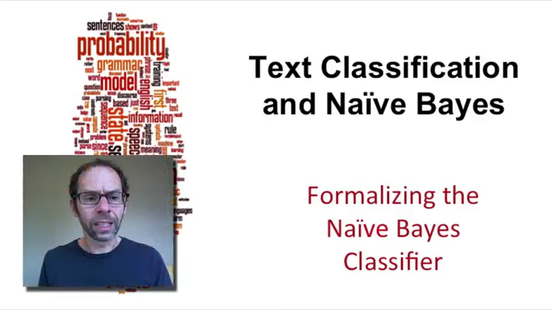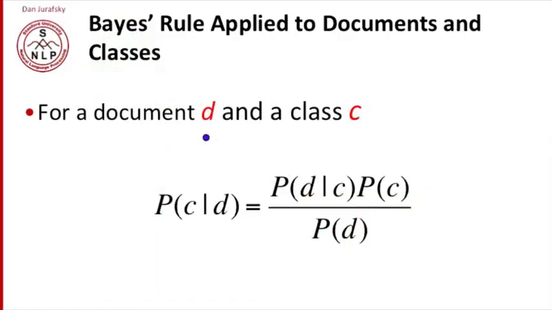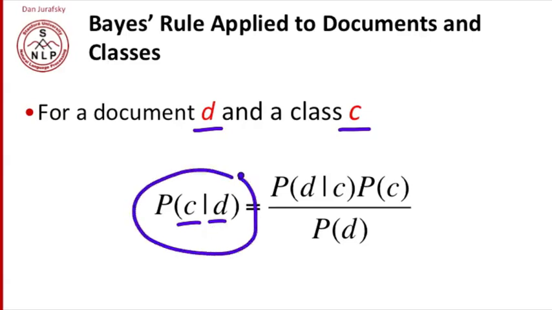Let's now formalize the naive Bayes classifier. In classification, we have a document D and a class C. Our goal is to compute, for each class, its conditional probability given a document. We're going to use this probability to pick the best class. Now, how do we compute the probability of a class given a document? By Bayes' rule, this is equal to the probability of the document given the class times the probability of the class over the probability of the document.